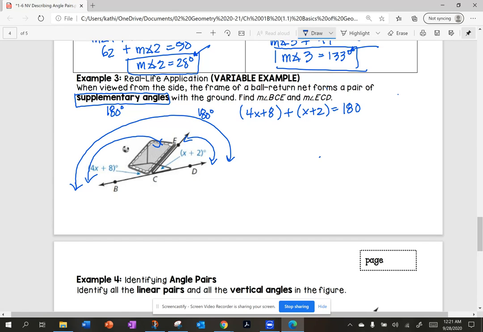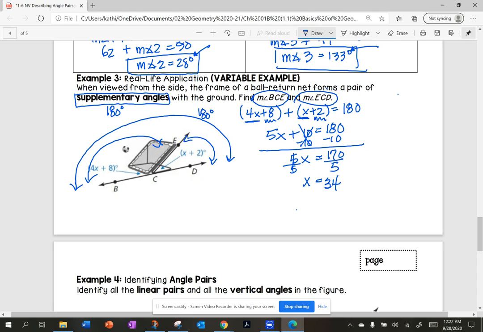Okay, so I'm going to combine like terms. So 4x plus x is 5x, and 8 plus 2 is 10, equals 180. I'm going to subtract 10 from both sides. So 5x equals 170. I'm going to divide both sides by 5. So x equals 34. So I'm trying to find the measure of angle BCE and the measure of angle ECD.